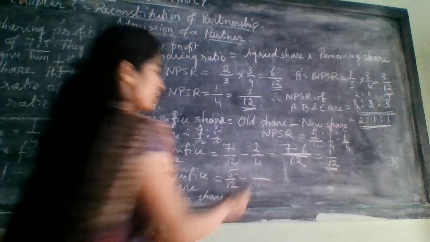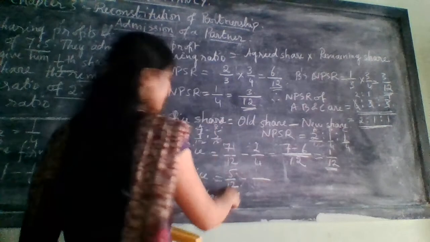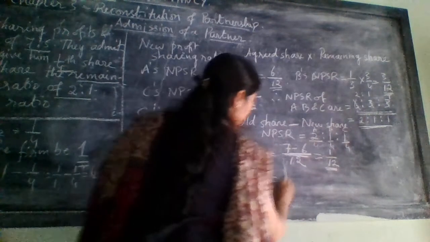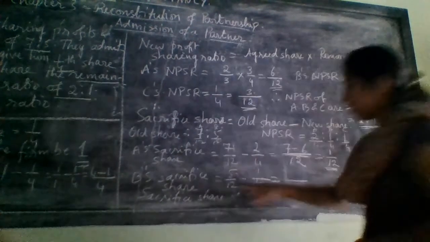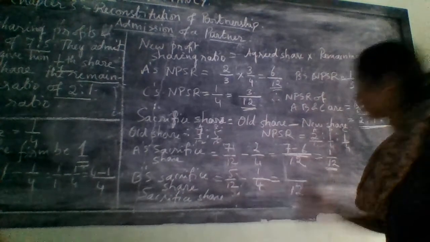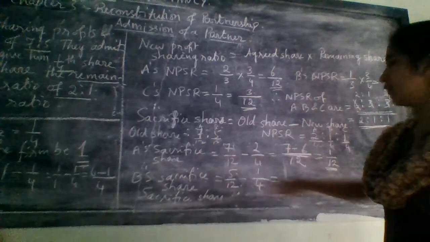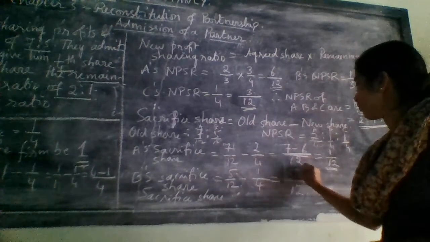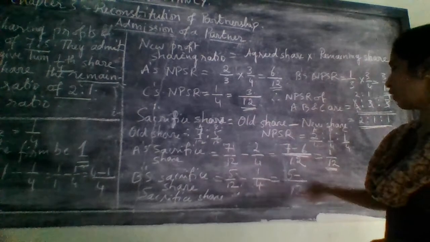Now next, B's old share is 5 by 12. His new share is 1 by 4. How much will it come? Again, highest denominator. If you get 1 for one person, that will be the same usually for the other person. So now 12 divided by 12, you will get 1. 1 5s are 5, minus 12 divided by 4.